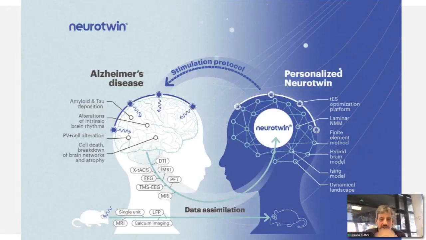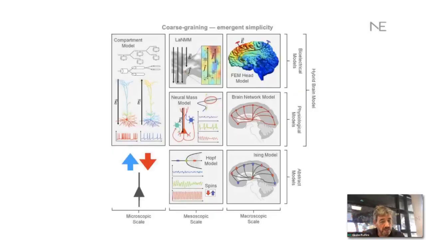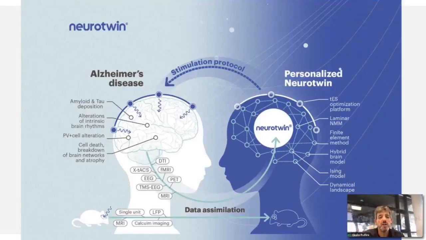And here's a pictorial description of the same that we use for explaining what we do with Alzheimer's disease. We have data from patients from different modalities, from MRI, different modalities of MRI, DMRI, fMRI, etc., PET, TMS, EEG, whatnot. And the idea is to create a computational model that replicates as best as possible the data in this particular patient and the pathology that they have. And with this platform, then we can go into the stimulation.